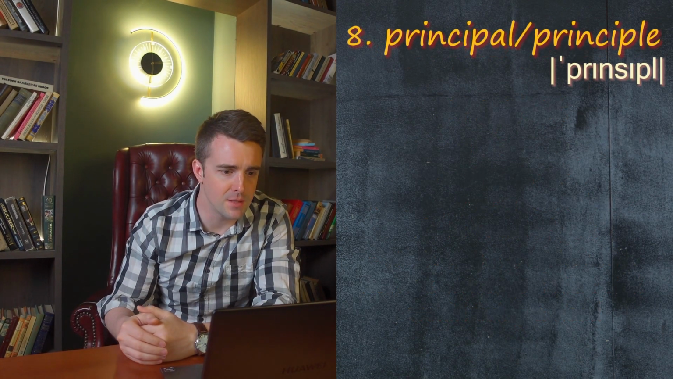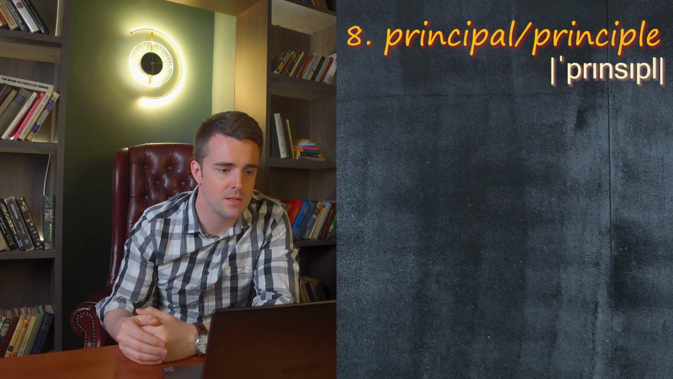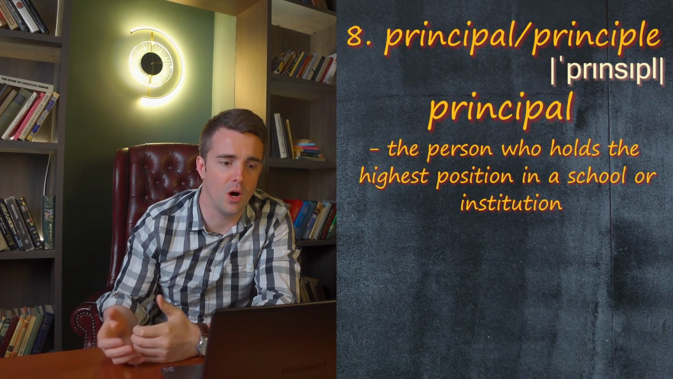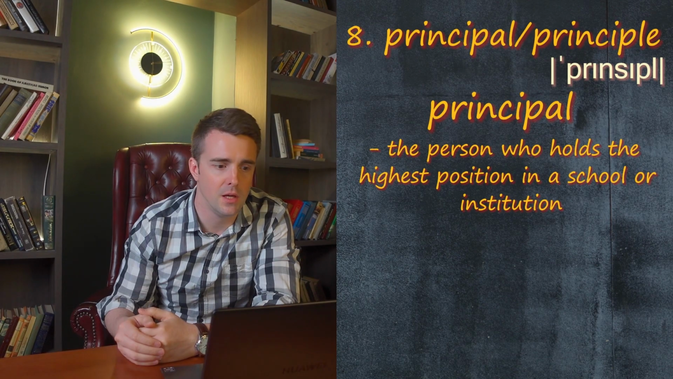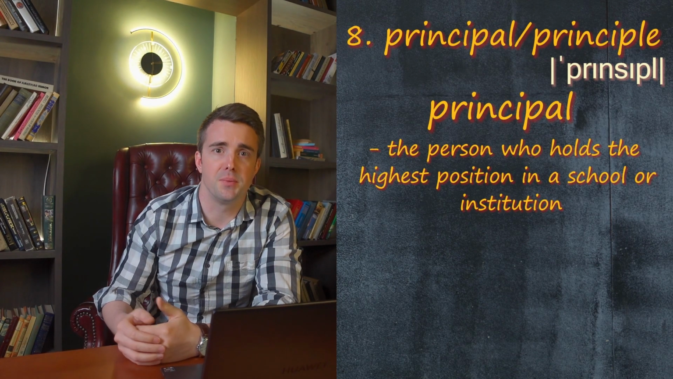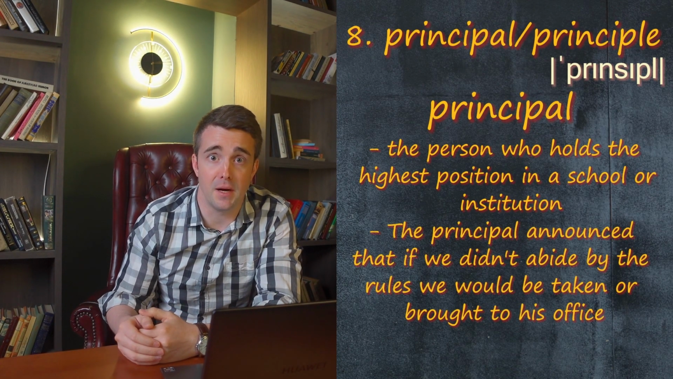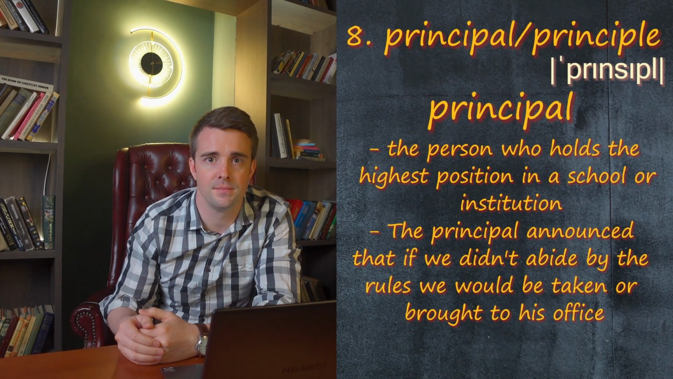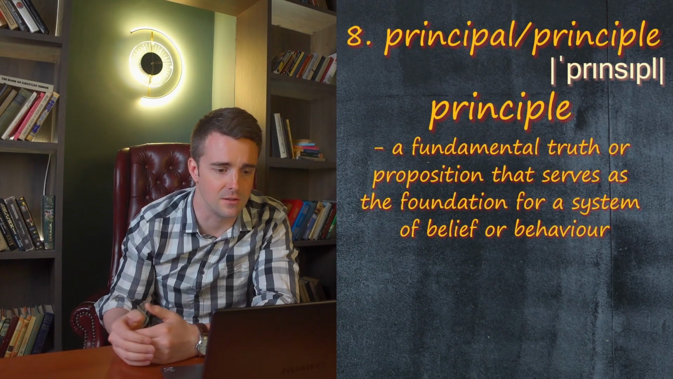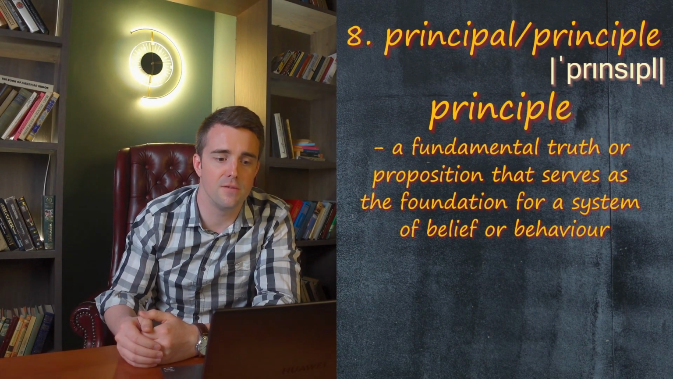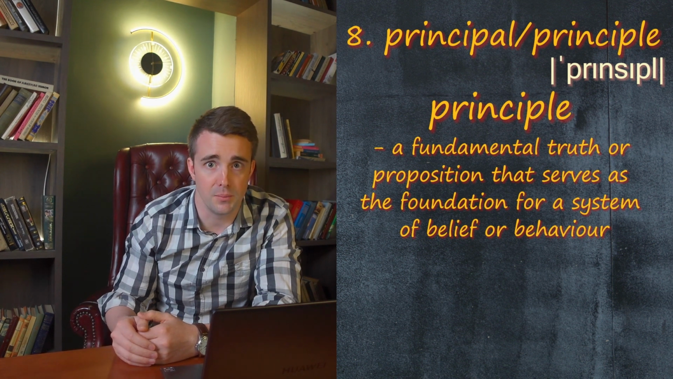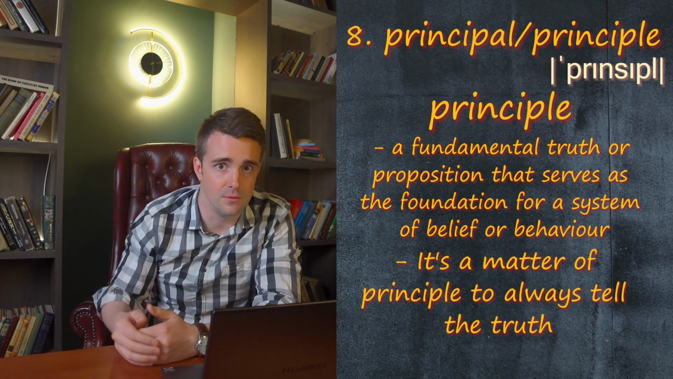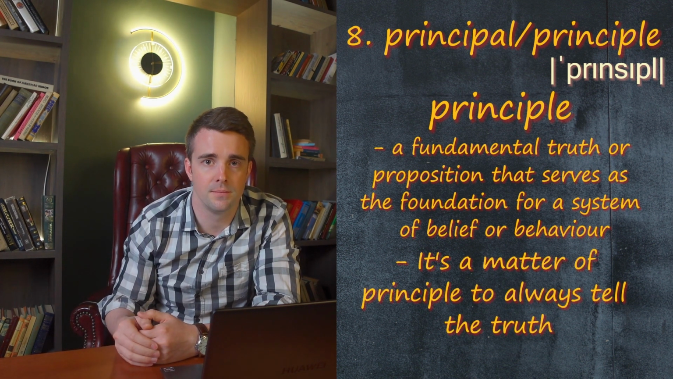Now let's look at principal and principle. So a principal is the person who holds the highest position in a school or institution. For example, the principal announced that if we didn't abide by the rules, we would be taken or brought to his office. And principle is a fundamental truth or proposition that serves as the foundation for a system of belief or behavior. For example, it's a matter of principle to always tell the truth.